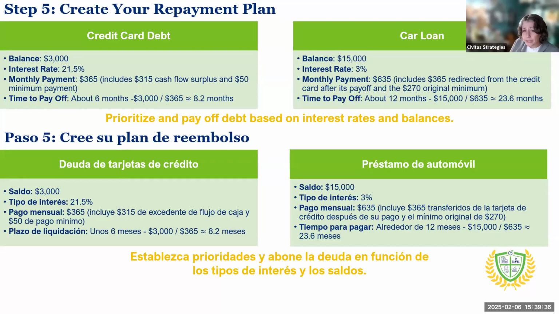She looks at the credit card debt, the balances, the interest rate, the monthly payments, and thinks about how long she should take to pay that off. She does the same thing with her car loan. She takes a look at her car loan, right? Basically, how long does she have to pay that off?